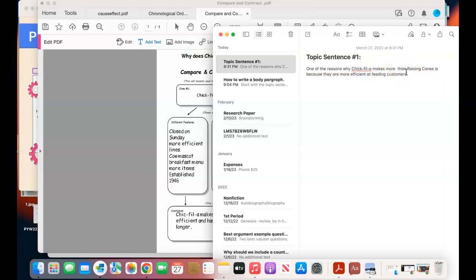I forgot the money part. I'm sorry. So, do you see how first I added my question into my topic sentence, right? So, I'm trying to answer my question. One of the reasons why Chick-fil-A makes more money than Raising Cane's is, and then I have a focus of my paragraph. So, everything is going to be about how Chick-fil-A is more efficient and how they get things out to customers, and that leads to more money.